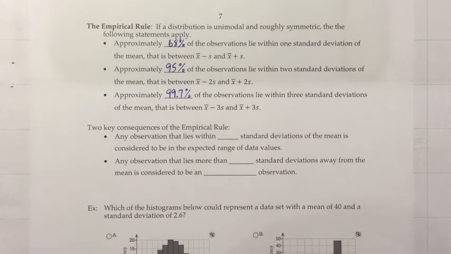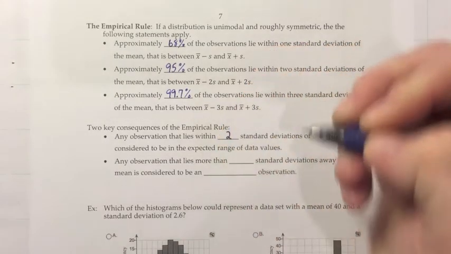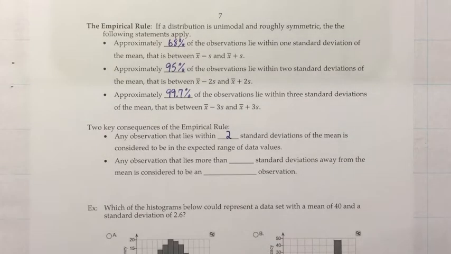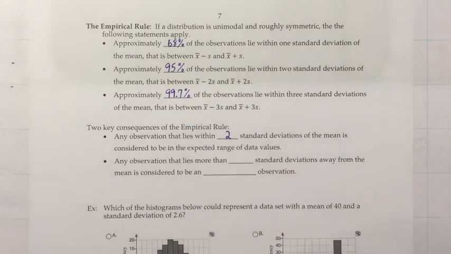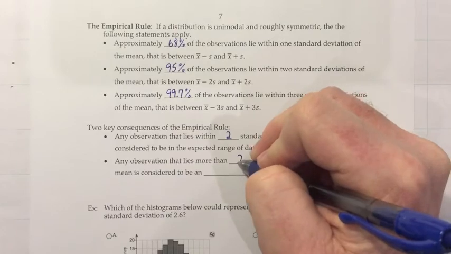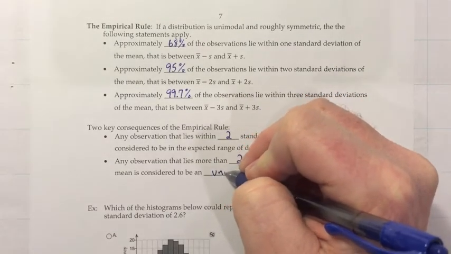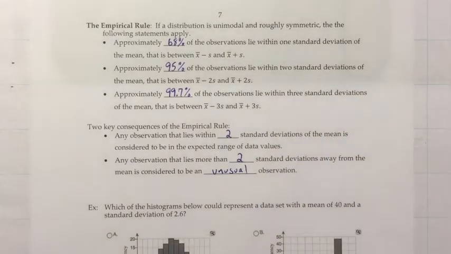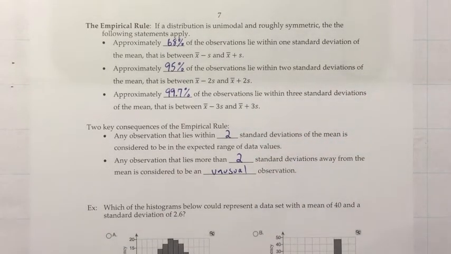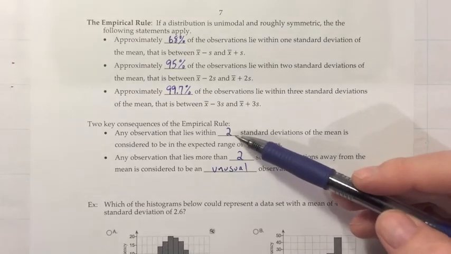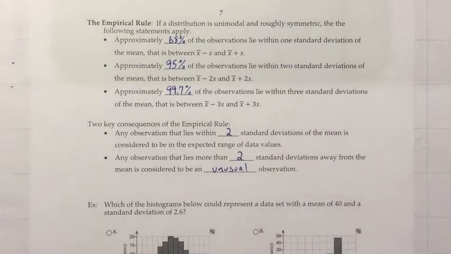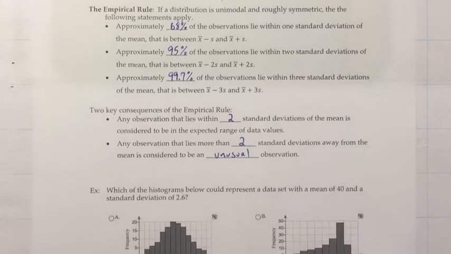And 2 key consequences of the empirical rule: one of them is any observation that lies within 2 standard deviations of the mean is considered to be in the expected range of data values. So this 95% of the data that's kind of in the middle, we say if you lie in that hunk, that's the kind of thing we expect to see in the data set. But any observation that lies more than 2 standard deviations away from the mean is considered to be an unusual observation. So that's a big question in statistics. When we see a data value, we look at it and think, is that something we expected to see, or is that a surprise or an unusual data value? And the cutoff for which way we describe that is 2 standard deviations away from the mean. So we'll look at that a little bit in the upcoming examples.